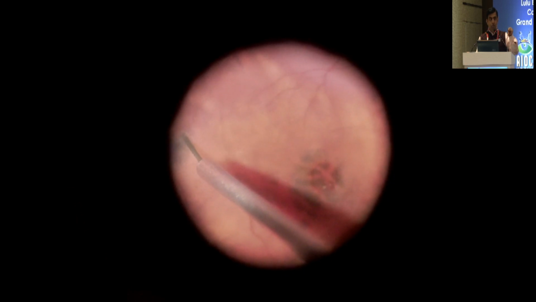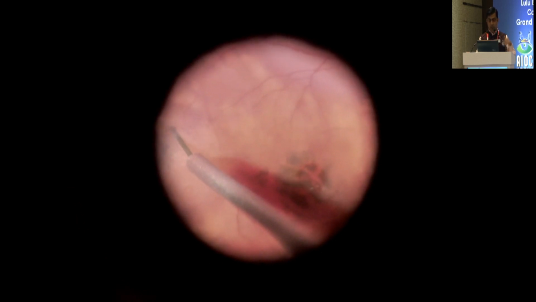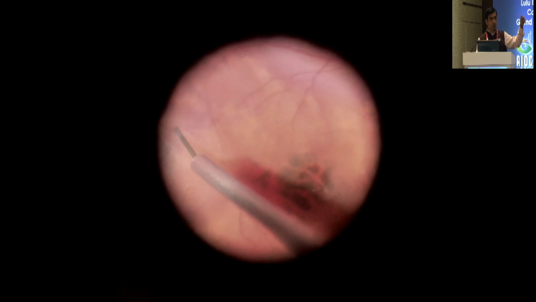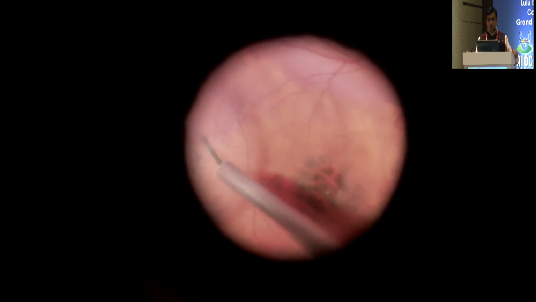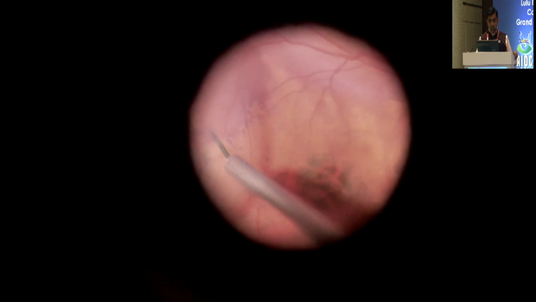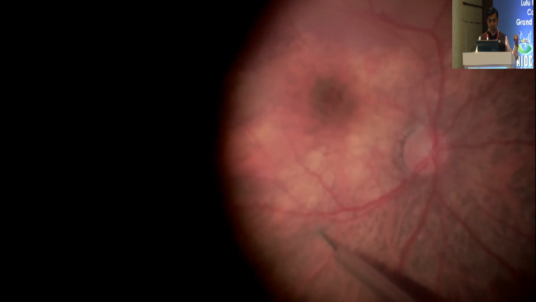and trying to inject the saline with a foot-controlled slow injection. I'm injecting superior, inferior and temporal, of course trying to avoid the papillomacular bundle. So here again, on the temporal side it is lifted, and then the superior side is.